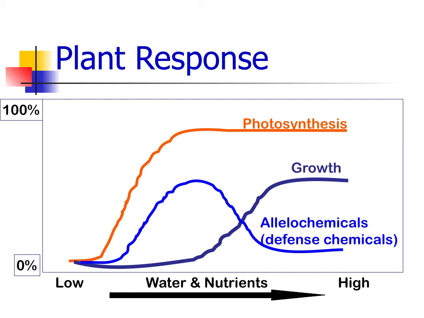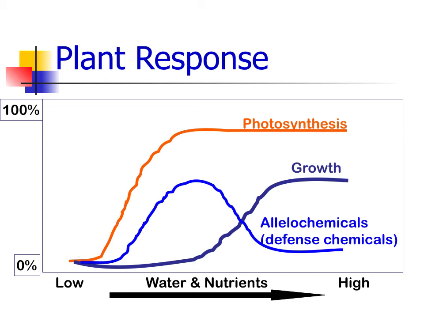But notice where we have two lines starting to cross. This is probably where we want to be with most of our plants, where their growth is good, but their defense mechanisms, the allelopathic chemicals, are also fairly strong. But if we start adding more water and nutrients, the growth rate may soar or continue to grow, but what happens to the plant's ability to defend itself with these allelopathic chemicals? It goes down.